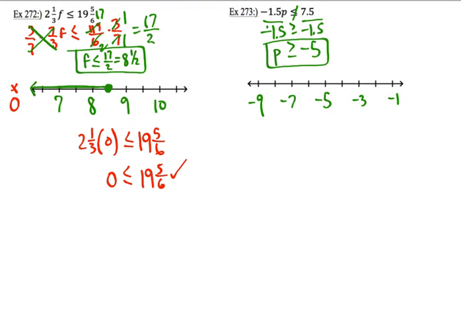Okay, got my number line put together. Negative 5 is the boundary point. It is closed, so it's included. P is greater, so it's going to go towards this direction, to the right. And then we need to pick a solution and check it.